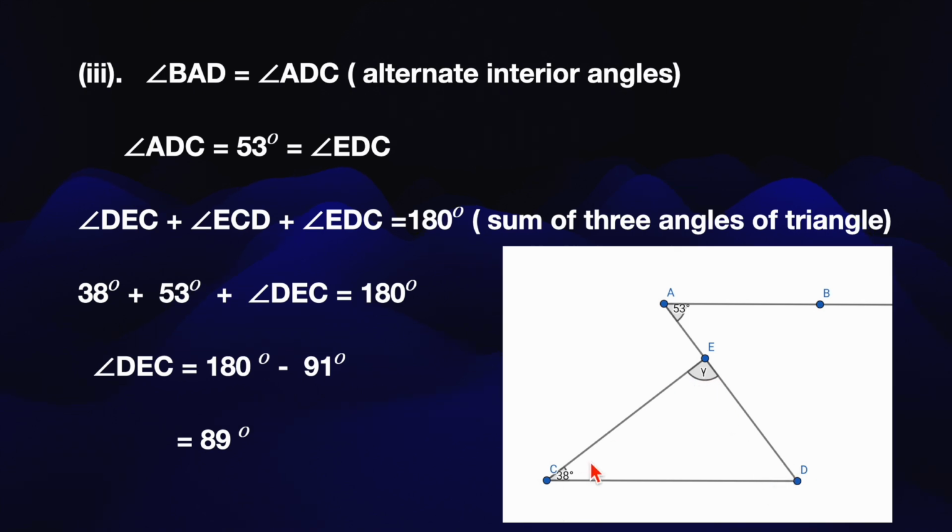So now in this triangle we have got two angles, 38 degrees and 53 degrees. We know that the sum of the three angles of a triangle is equal to 180 degrees. So 38 plus 53 plus y is equal to 180 degrees. So angle y, that is DEC, is equal to 180 minus 91. You add these two, bring it to the other side, it becomes minus 91. So this is 89 degrees. So here we learn another important formula. The sum of the three angles of a triangle is equal to 180 degrees.